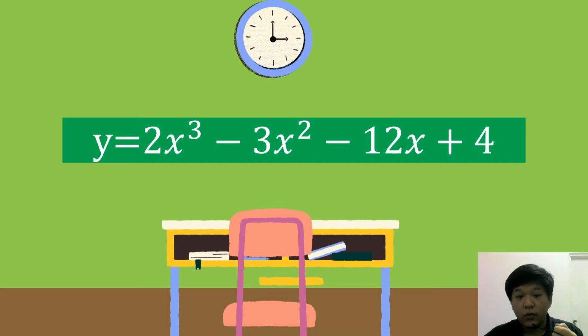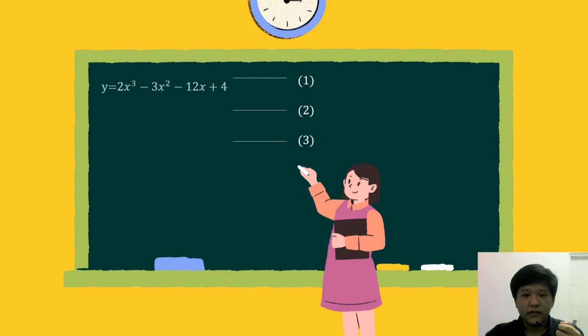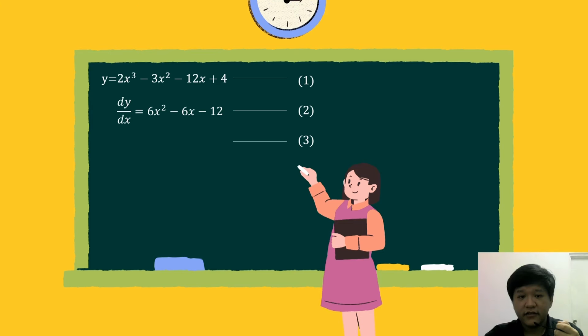We have the equation y equals 2x cubed minus 3x squared minus 12x plus 4. So this is the equation that was given by our lecturer to explain. Okay, first of all, we write the equation back as the first equation. Next is dy/dx. We differentiate the equation and we will get 6x squared minus 6x minus 12.